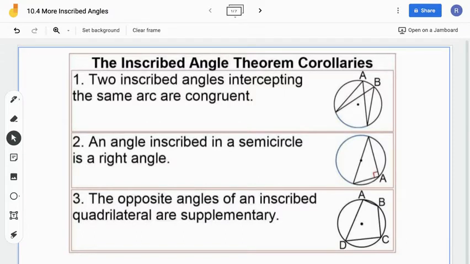The first one, we saw an example of this. 2 inscribed angles that are intercepting the same arc have to be congruent, right? If both of those angles are 1/2 of the arc, they both have to be the same measurement. The second one, an angle inscribed in a semicircle is a right angle, right? And we also looked at an example like this. If the semicircle is 180, then the inscribed angle has to always be 90.